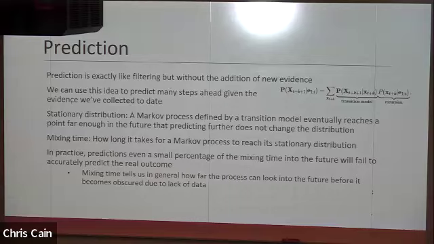So the mixing time can help us to figure out exactly how far we can look before we can assume that the performance drops off significantly. So if the mixing time is very long, then we can start to look a little bit more into the history. If the mixing time is very short, then even 2 or 3 steps ahead may be obfuscated by lack of data.